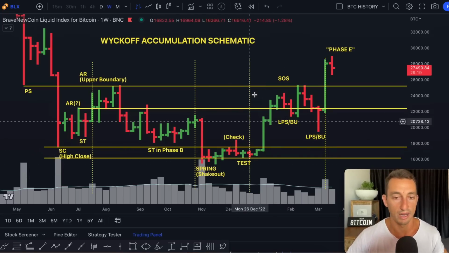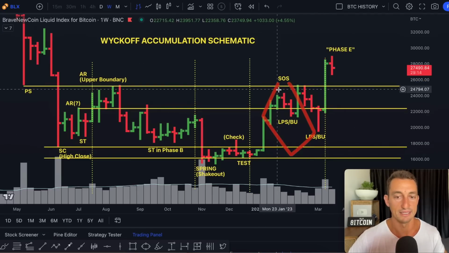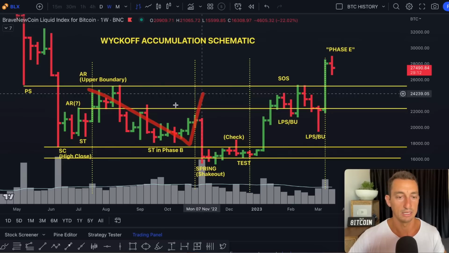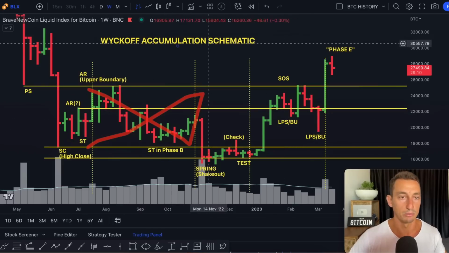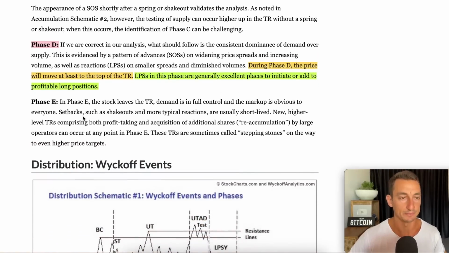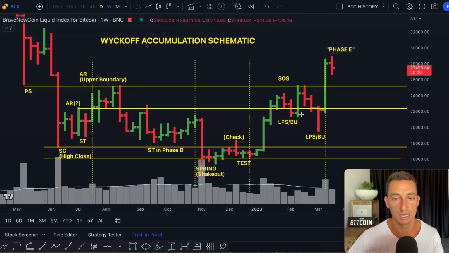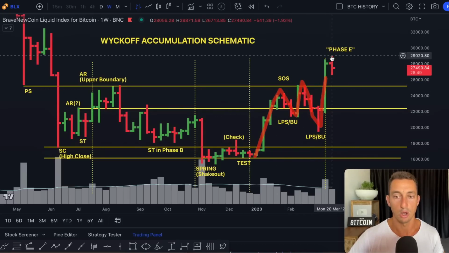That's why I'm thinking that we are most likely in a phase E, because we've gone through a phase D and we're not in a phase B at this current point in time. So that then brings us to phase D. If we are correct in our analysis, so there's always a possibility of being wrong, what should follow is a consistent dominance of demand over supply. Demand means the chart has to go up over supply.